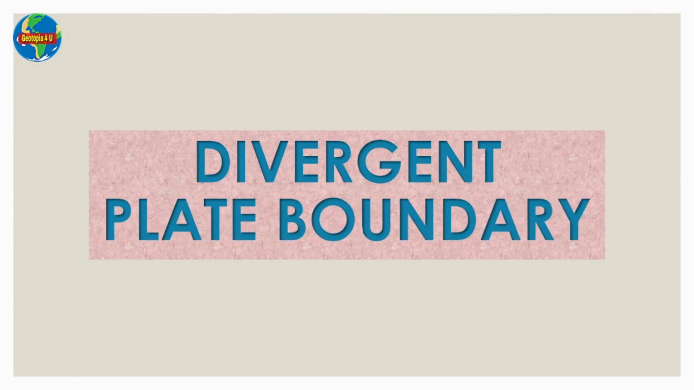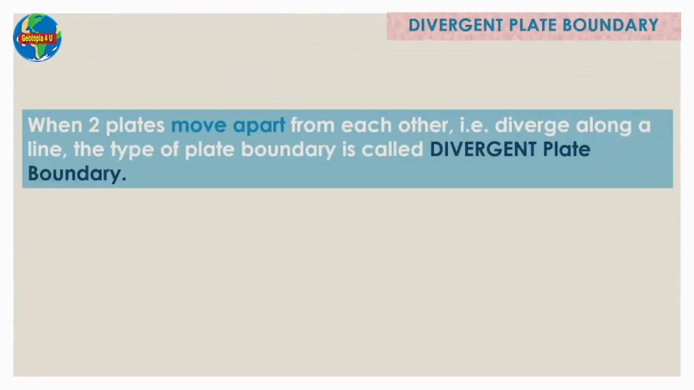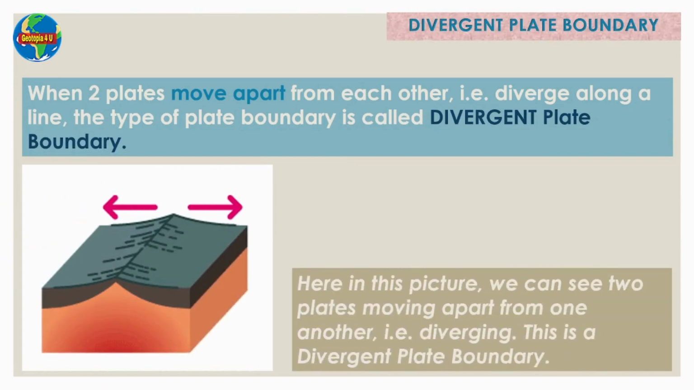Divergent plate boundary. When two plates move apart from each other, that is, diverge along a line, the type of plate boundary formed is called divergent plate boundary. Here in this picture, we can see two plates moving apart from one another, that is, diverging. This is a divergent plate boundary.